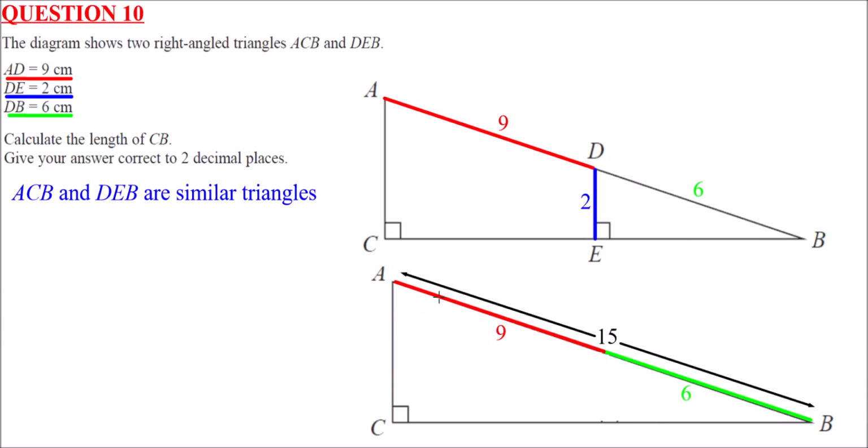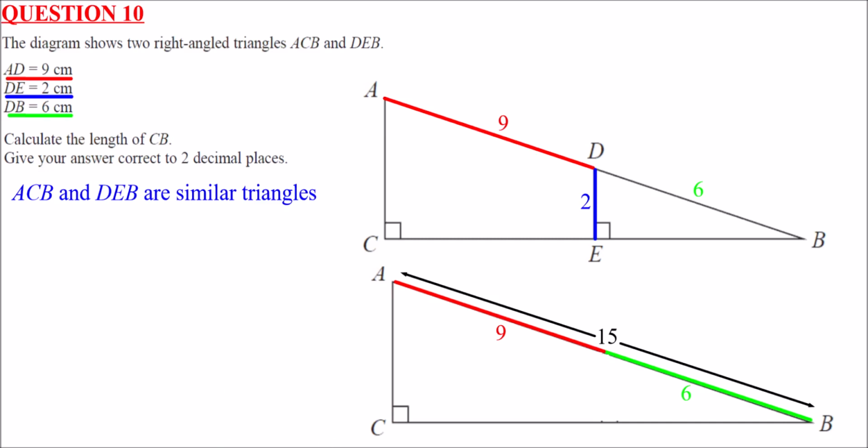So now we can think about DEB, this small triangle, in relation to the larger one. So the hypotenuse on DEB is 6, whereas for ABC, for the overall larger triangle, the hypotenuse is 15. So we've gone from 6 to 15. So what must be the scale factor of enlargement to go from 6 centimetres up to 15 centimetres?